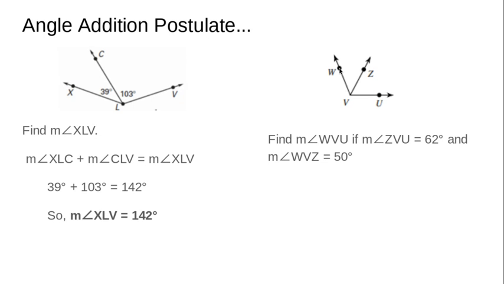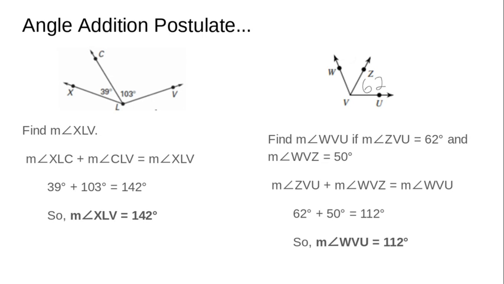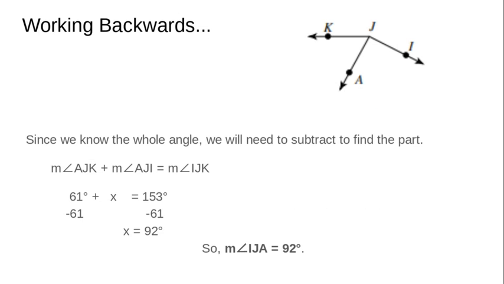And the measure of WVZ, one more time, WVZ, so that would be this component is 50 degrees. So the two parts are going to add up to give me the whole. So the measure of angle WVU would be 112 degrees. And I put the 50 and the 62 up there for you to see. Make sure you're paying attention to the name of the angle so you know where to place it.